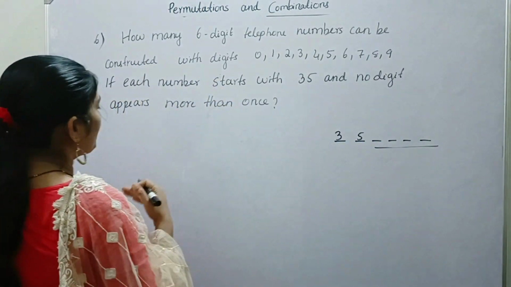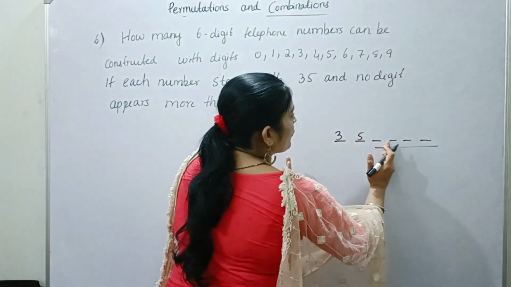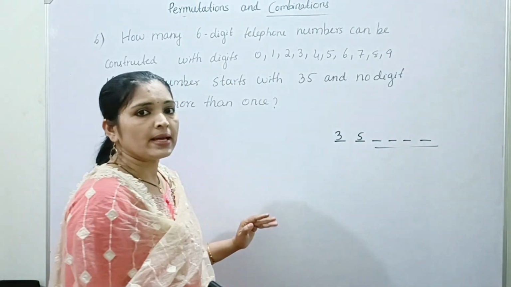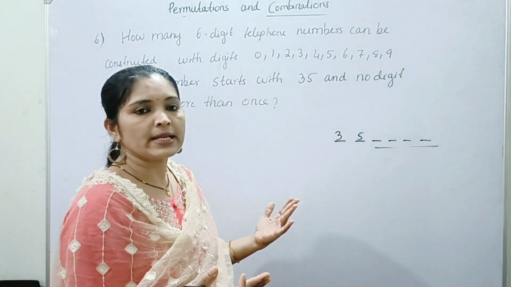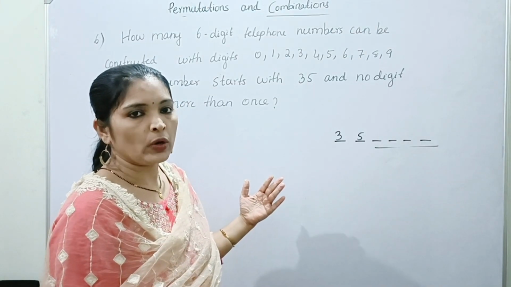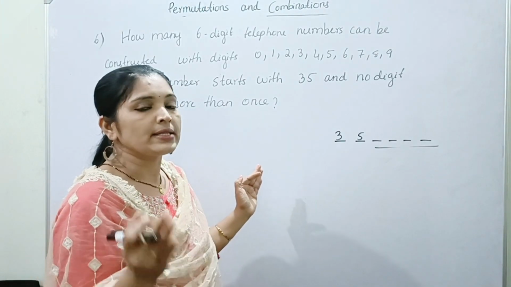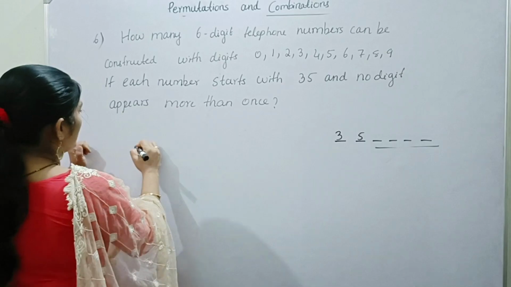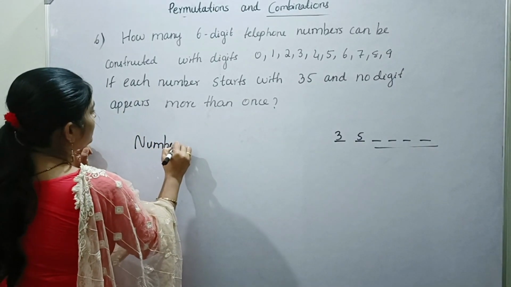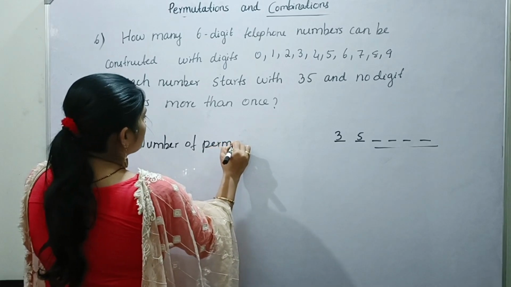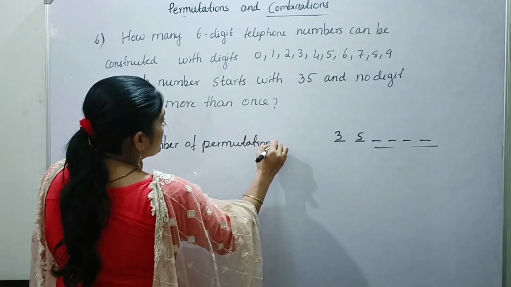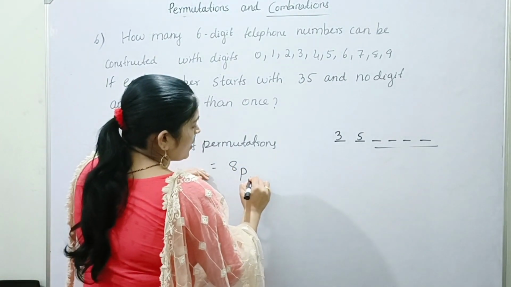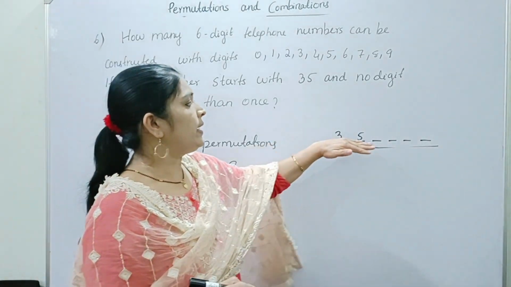Therefore, see what the permutation is. Here we have permutations of only these 4 places. Here 8 objects are taken 4 at a time, and the repetition is not allowed. So the number of permutations is equal to 8P4, right? Because here 35 is fixed.